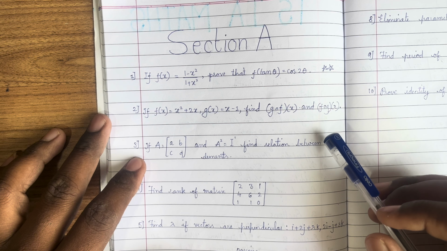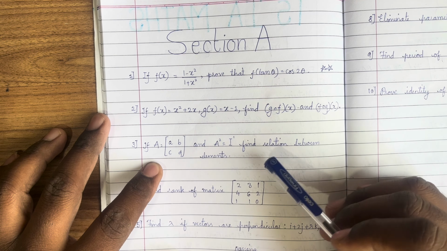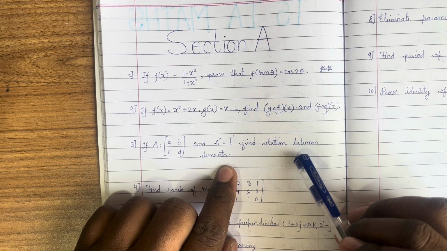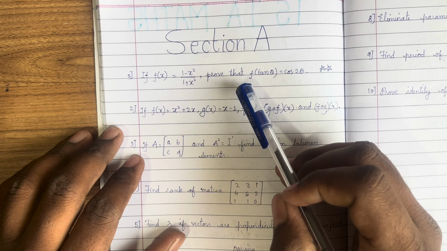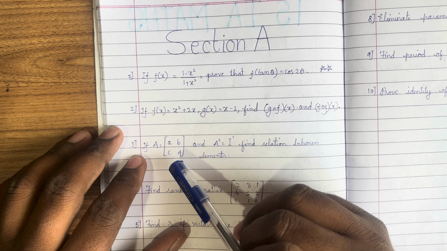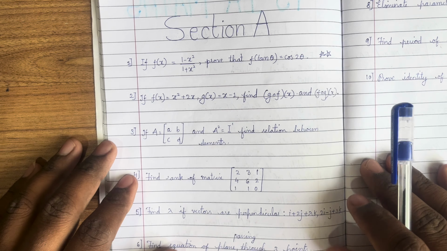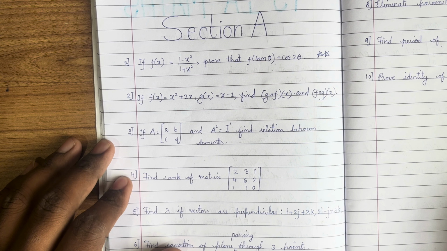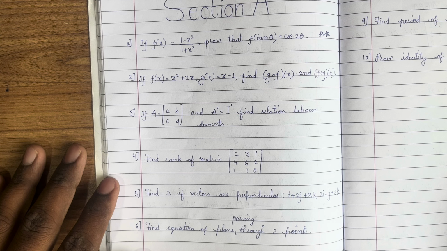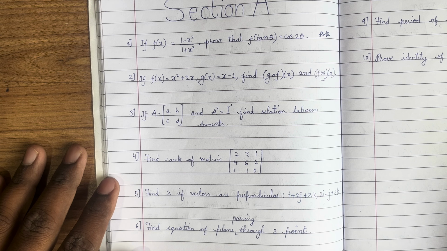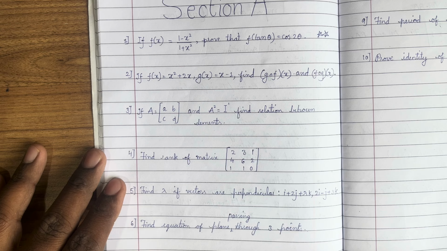And in the third question, we have, if A is equal to the matrix a, b, c, d and A square is equal to I inverse, find the relation between the elements. First of all, what you have to do is square this matrix. Then you can solve this problem within 2 minutes. Then in the fourth question, we have find the rank of a matrix. Finding the rank of a matrix is very important in your intermediate final examinations. Even in my BTech, I studied this and I got around a 10 marks question on that.